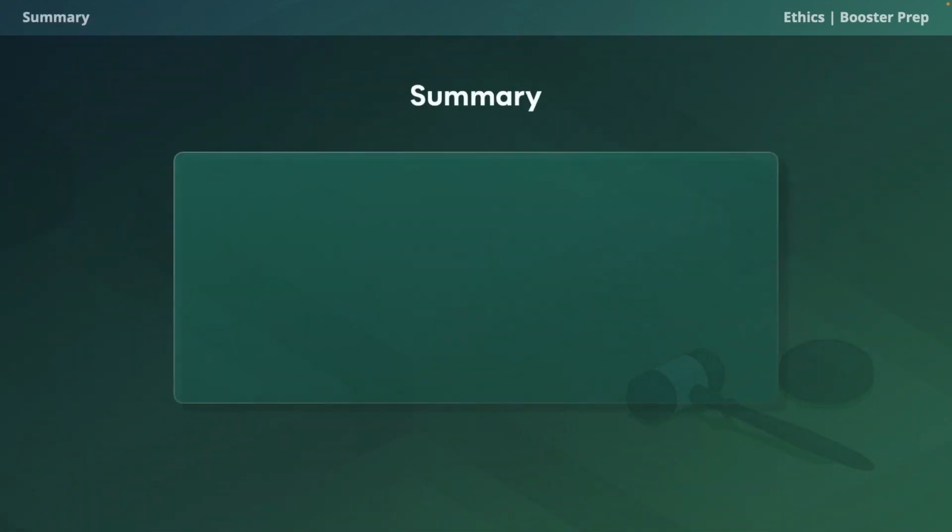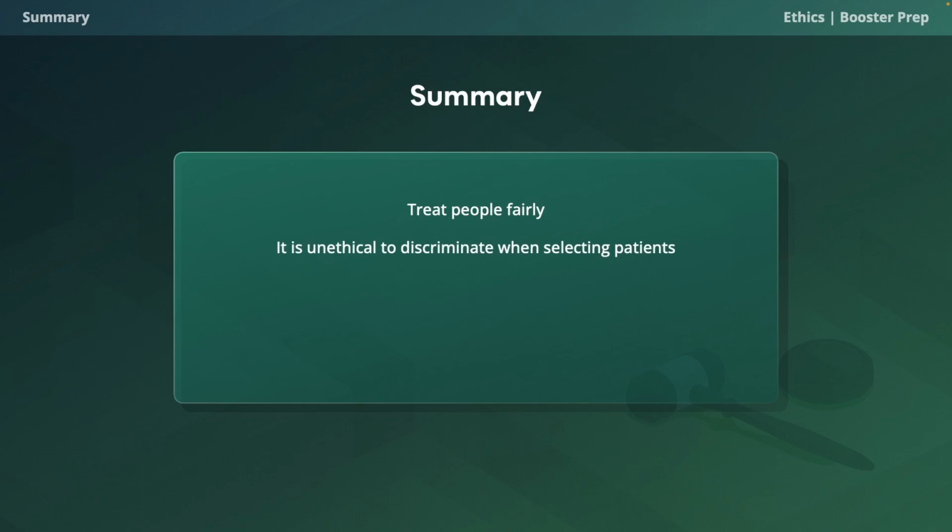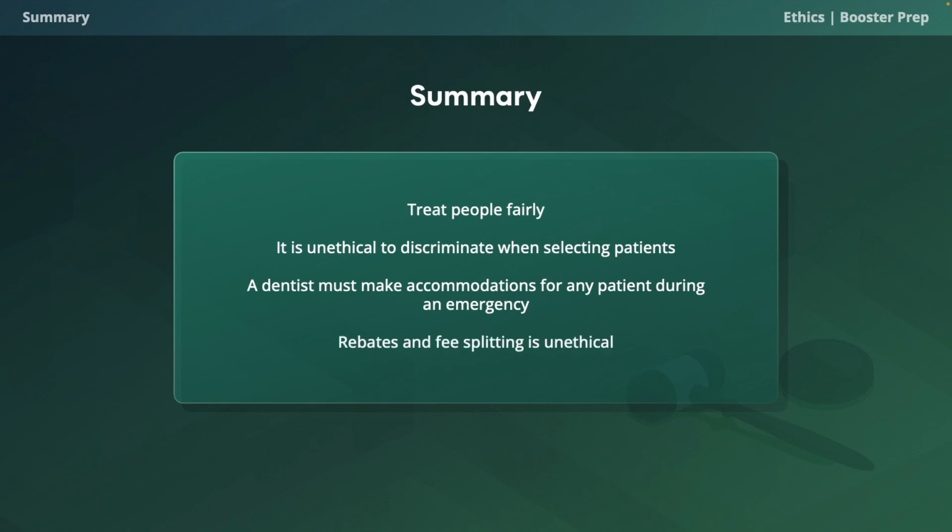Before we end the video, let's do a quick recap of what we went over concerning justice. Under this ethical principle, we have to treat people fairly. We know it is unethical to discriminate when selecting patients. We as the dentist must make accommodations for any patient during an emergency. And rebates and fee splitting are unethical.